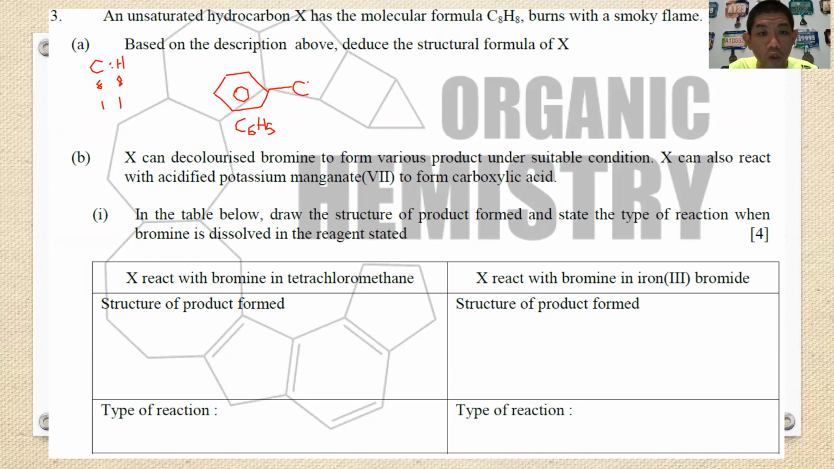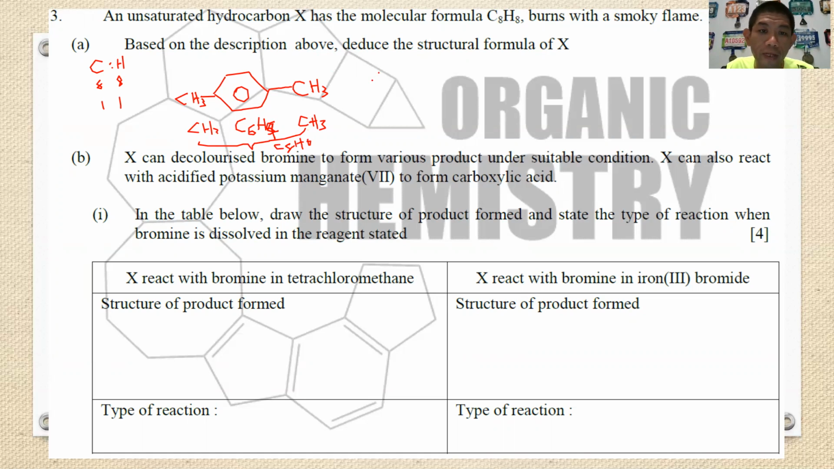But if you put CH3, can you imagine? If you put, let's say, CH3, so this will become C6H4, this will become CH3, this will become CH3. So altogether will be C8H10. So which is not what we want. So it cannot be like this.